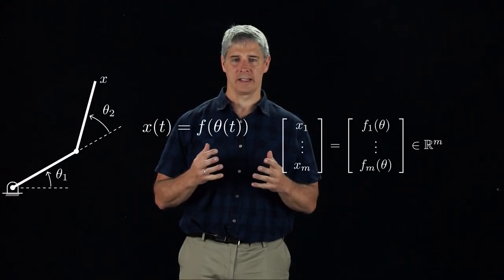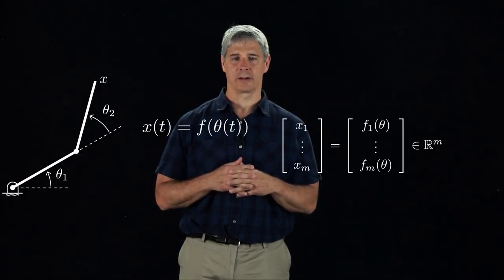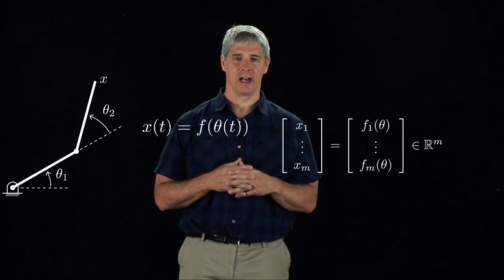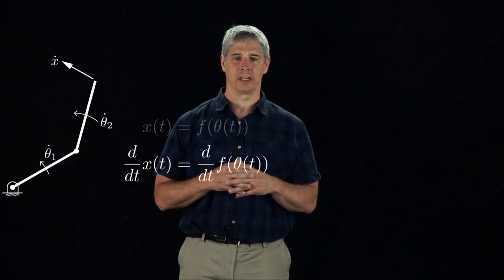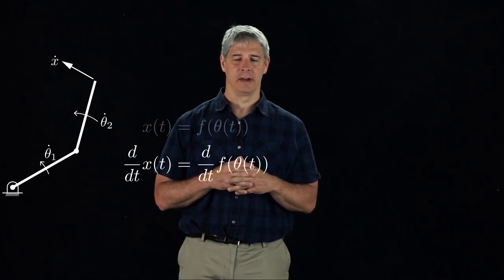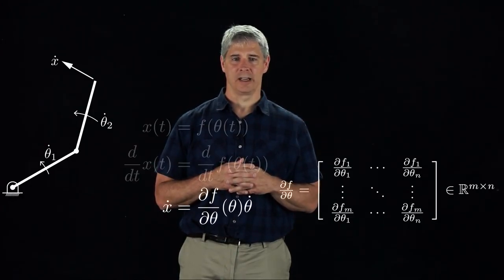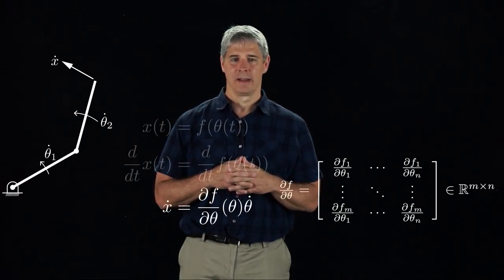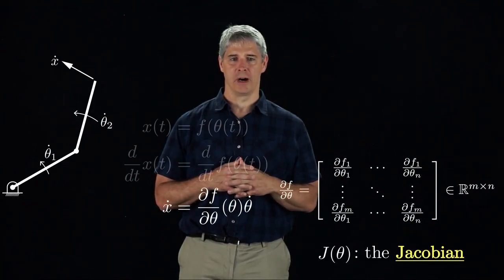Then the forward kinematics can be written x equals f of theta, where x is a vector of m coordinates representing the end-effector configuration, and theta is an n-vector of joint coordinates. To find the relationship between the joint velocities and the end-effector velocity, we take the time derivative of the forward kinematics. Applying the chain rule for differentiation and dropping the dependence on time, we get x dot equals df d theta times theta dot. Because x has m coordinates and the joint vector theta has n coordinates, the matrix of partial derivatives df d theta is m by n. This matrix is called the Jacobian, J of theta, of the robot arm.